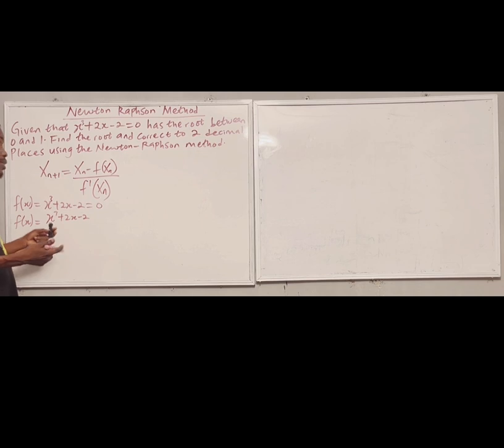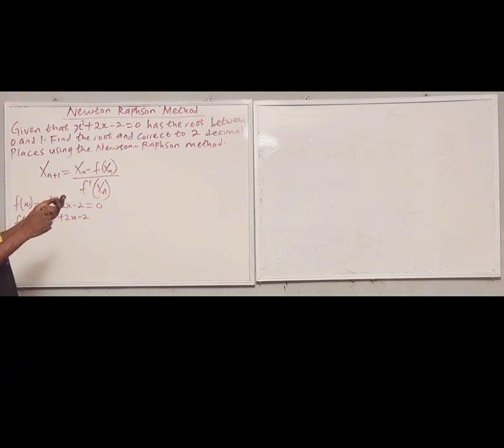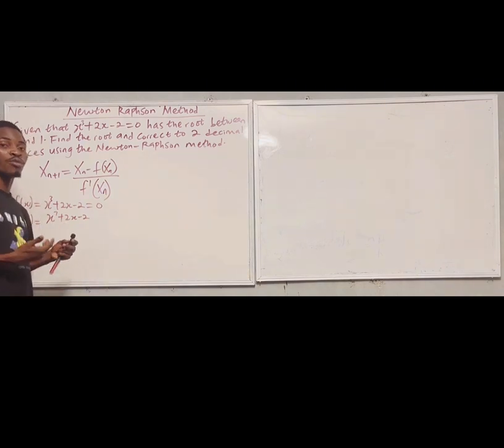And in picking this iteration, we are going to test. The question said that x to the power 3 plus 2x minus 2 is equal to 0 has the root between 0 and 1. This means that the values are either negative and positive, or positive and negative. Remember that the opposite signs of negative and positive will determine our root.